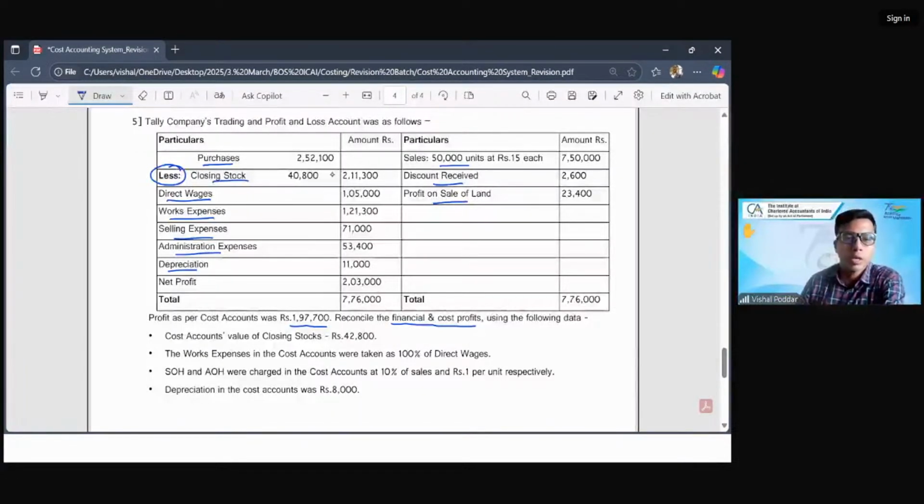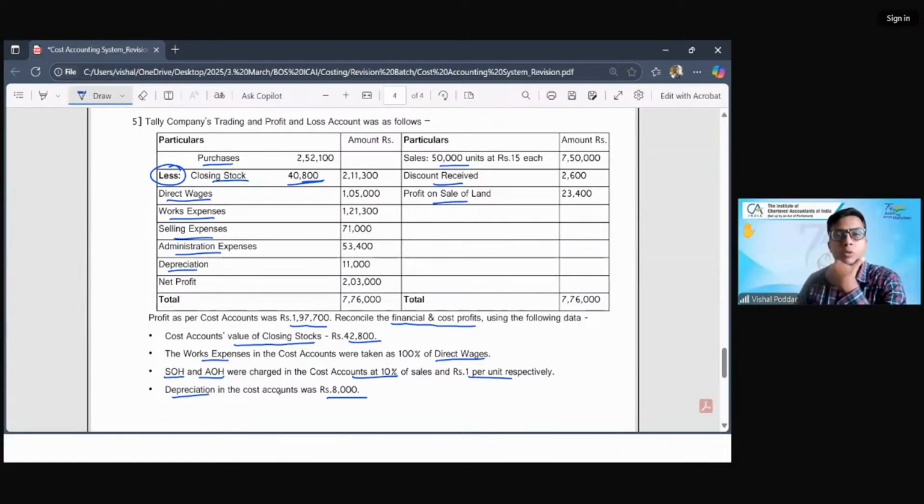So now, what are the difference-creating values they have given? First, the closing stock value is different. What you have considered here is your accounting value, and we have a different value. Then obviously the works expenses which are charged have different ways of charging, so you have different overheads charged differently. Also the depreciation in cost accounts is this. Now with these details, you need to do the reconciliation.